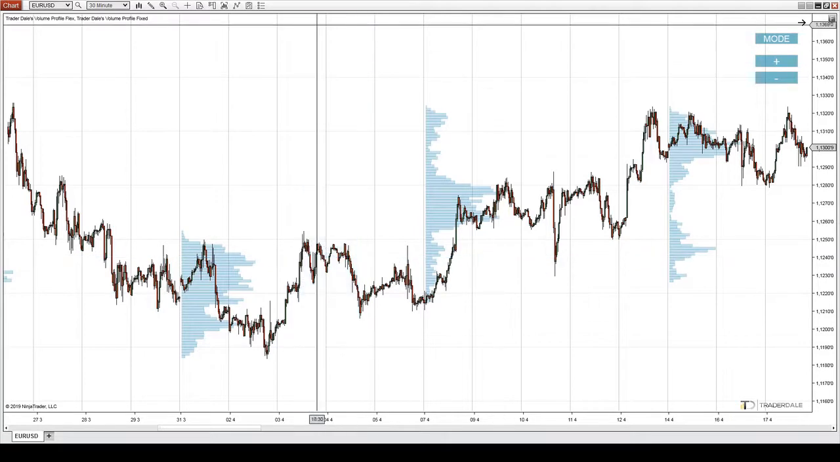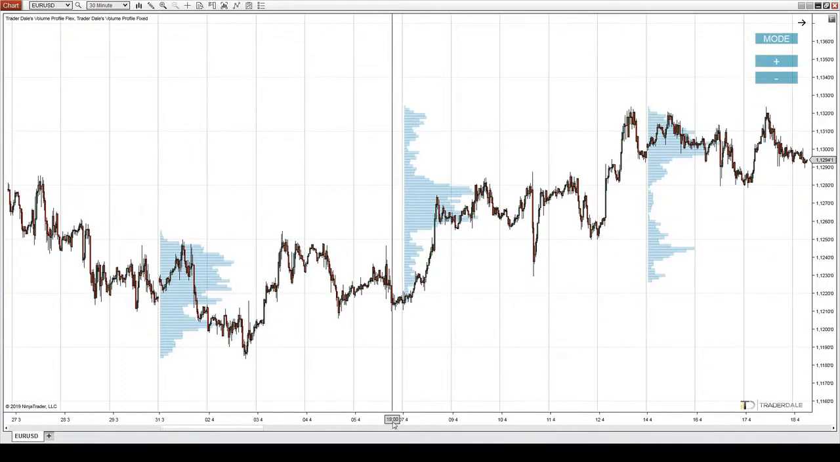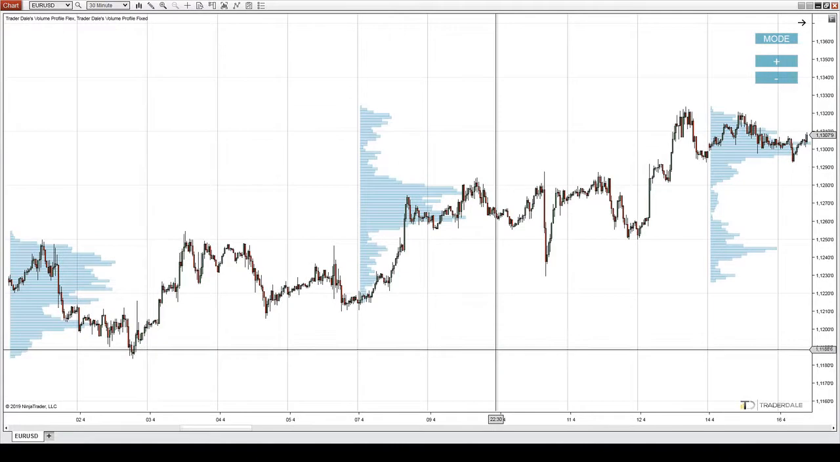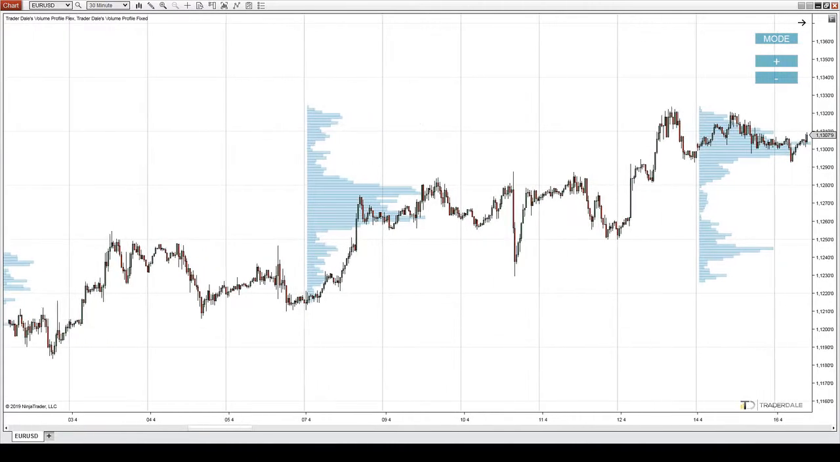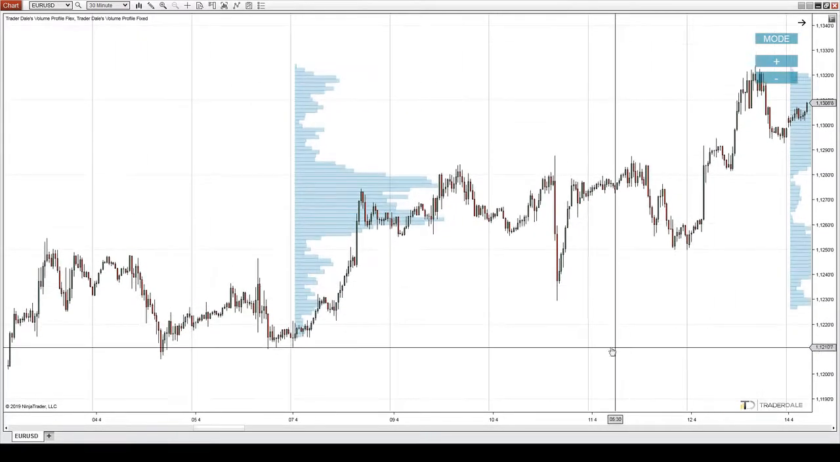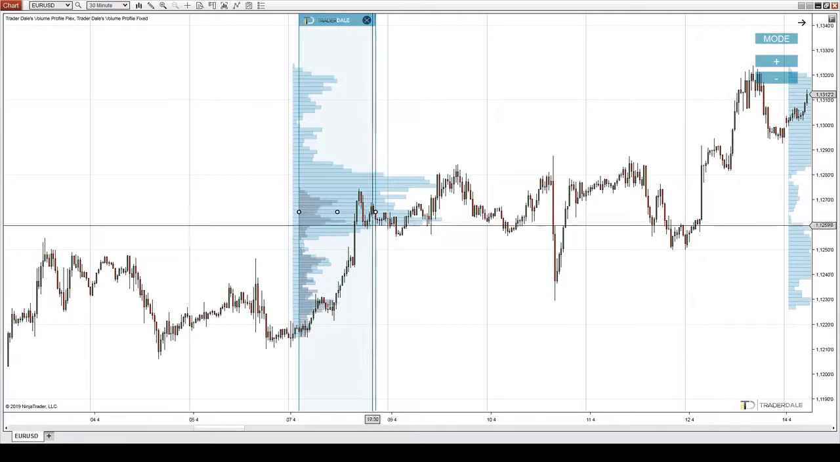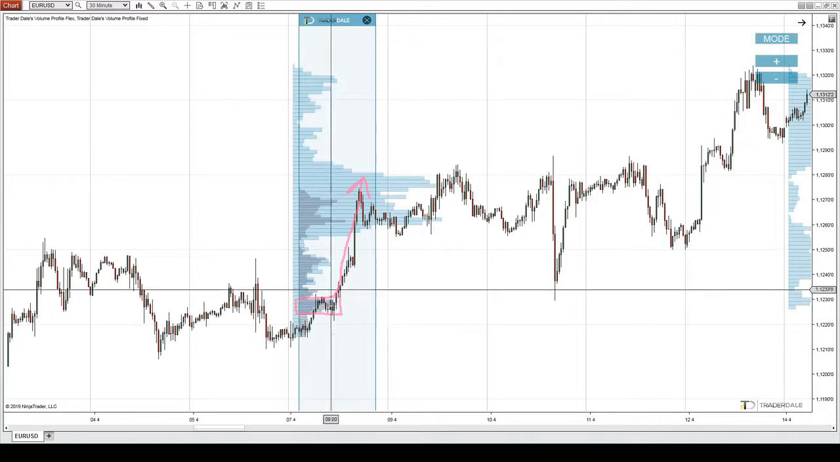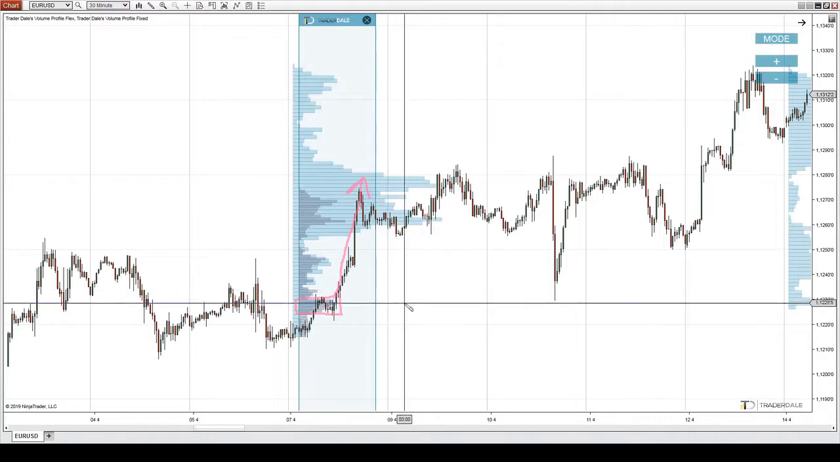Alright, so let's move forward a bit. And let's have a look at this area. Let me zoom in a bit for you. This is another case of the volume accumulation setup. You can see that there were heavy volumes accumulated before strong buying activity in here. So if I draw a line to the place where the volumes were the heaviest, it's in here.